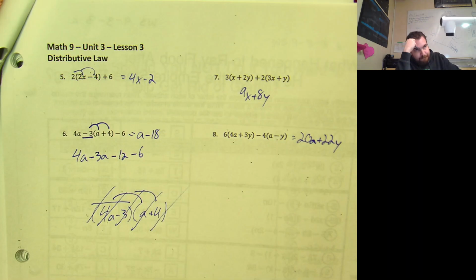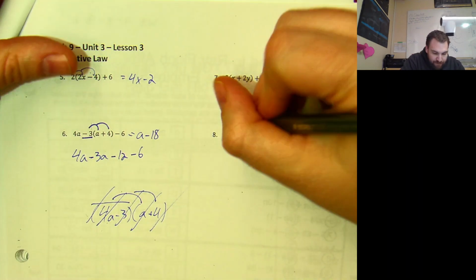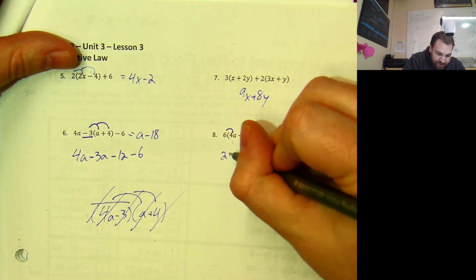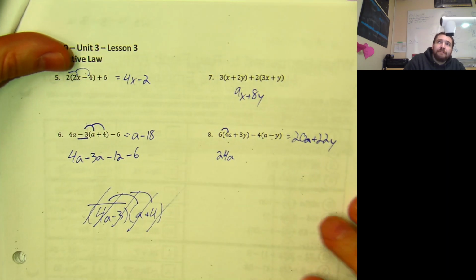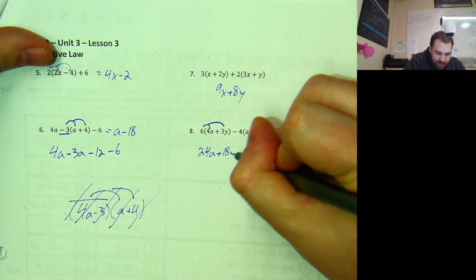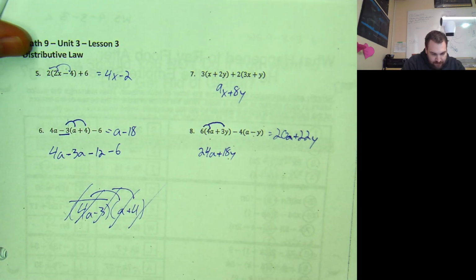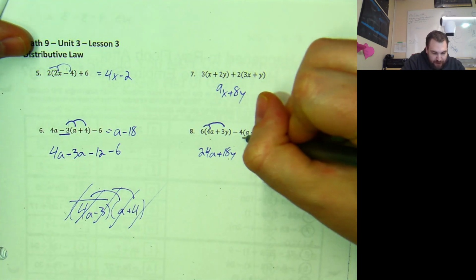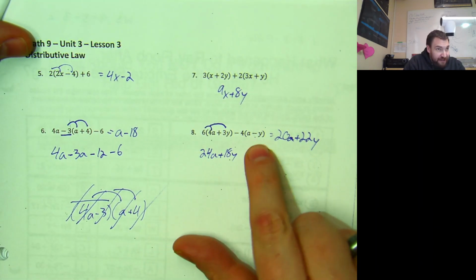Okay, I did 6 times 4, so 24a. So you distributed it there, so it's going to be 24a. Yeah, carry on. Plus 18y. Okay, so you distributed there too, so it's going to be plus 18y. Good. Then negative 4a. So now that's one set of brackets done. So now we're going to the second set of brackets.